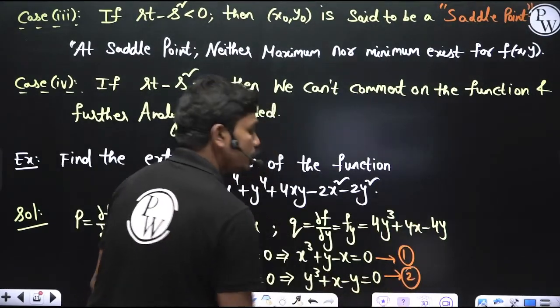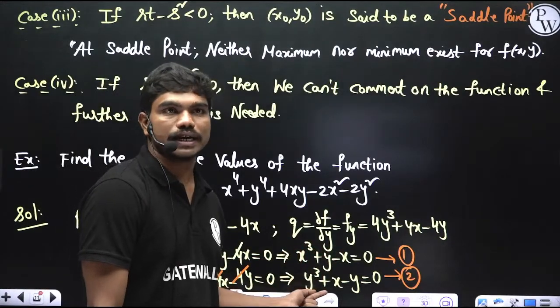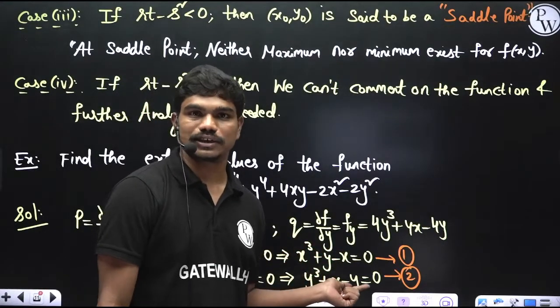Now when you equate p equal to 0, you got the first equation, and when q equal to 0, you got the second equation. Now the idea is to solve these two equations. That's it. Okay, so how to solve?